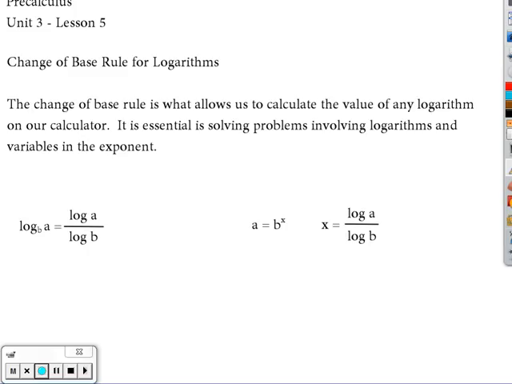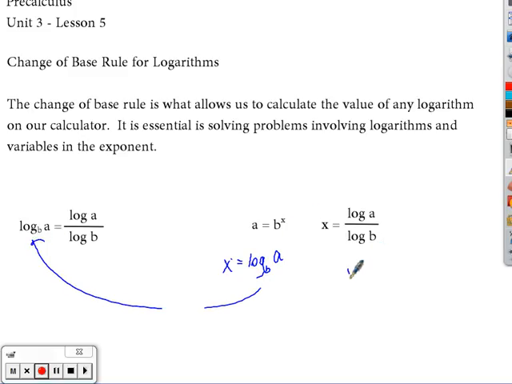The first would be if you're given a log statement, log base b of a can be rewritten as log a divided by log b. This allows us to plug any log into our calculator, whether it has a base 10 or not. That's the advantage. If we have the exponential form a equals b to the x, you can rewrite this as x equals log base b of a, which takes you right back to where we were over here. Or you can just make that jump.